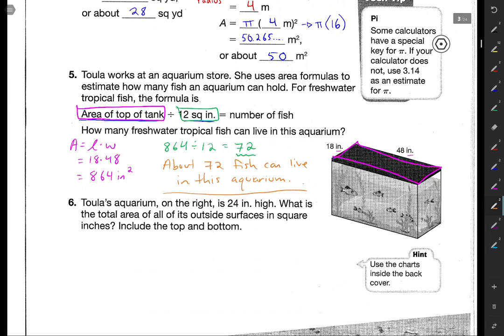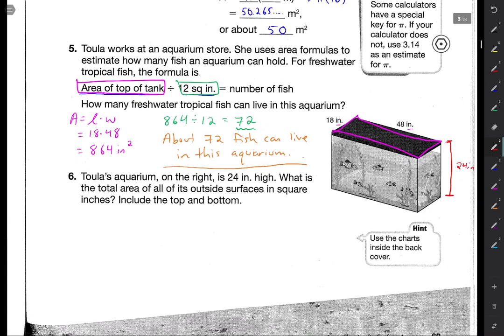And now finally, Tula's aquarium on the right is 24 inches high. So here, let's plug in that dimension before we forget. So here to here is 24 inches. What is the total area of all the outside surfaces in square inches? Include the top and bottom.